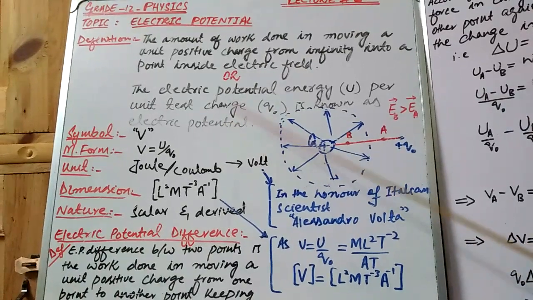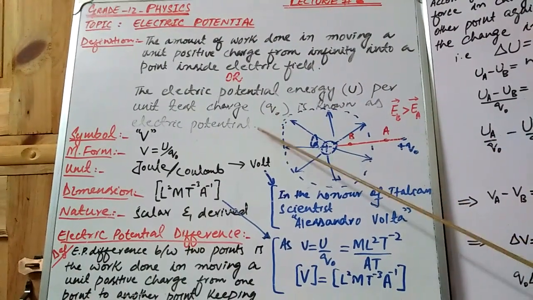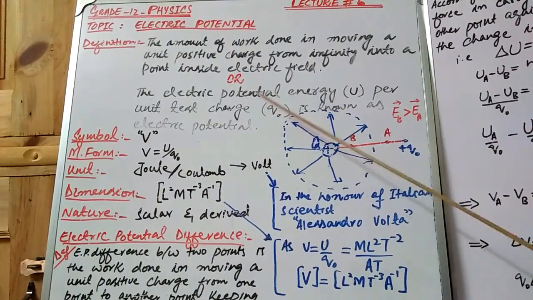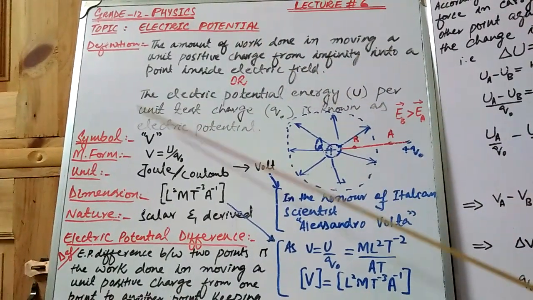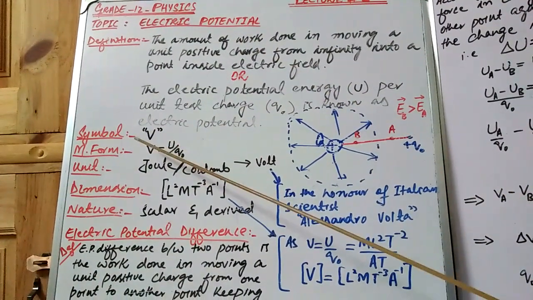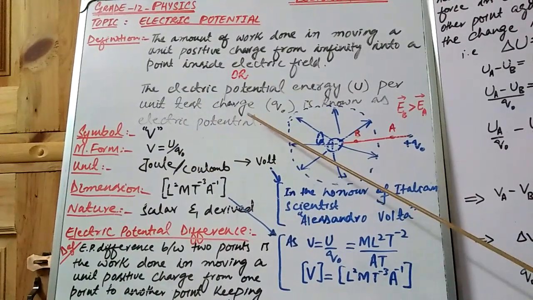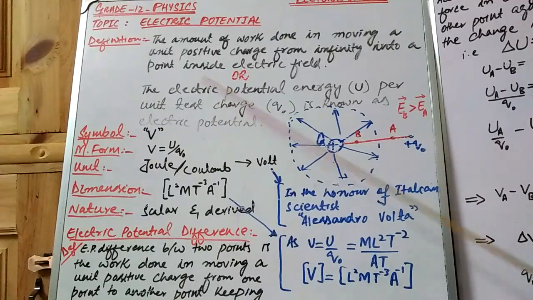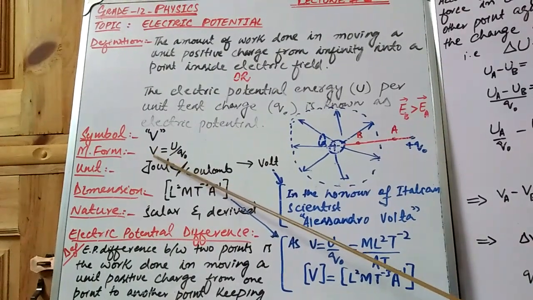Dear students, here I am telling you electric potential energy and electric potential are two different physical quantities, although these two physical quantities are interrelated with one another. Symbolically, electric potential is represented by capital V and its formula is V equals U over Q naught. By considering this definition, electric potential energy per unit test charge is called electric potential.